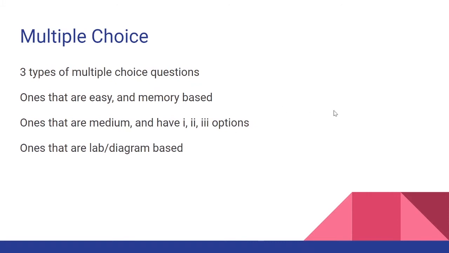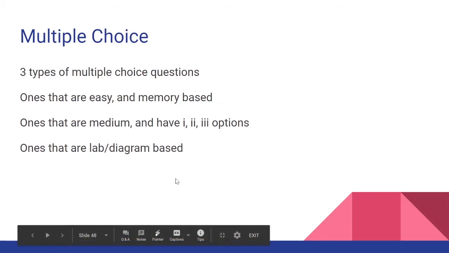There are 3 types of multiple choice questions. So you're gonna have part A to the test, part B, and part C. You're gonna have ones that are easy and memory based, and I'll show you how those look. Ones that are medium, they have like I and II as the options. So you'll have to choose which one is true or which one is false. It's like which one is true, only I is true, or only I and II is true. You're gonna have those types of questions, and you're gonna have basic numerical questions, multiple choice questions with 5 options. And then the part C, these are the hardest questions, lab/diagram based questions.